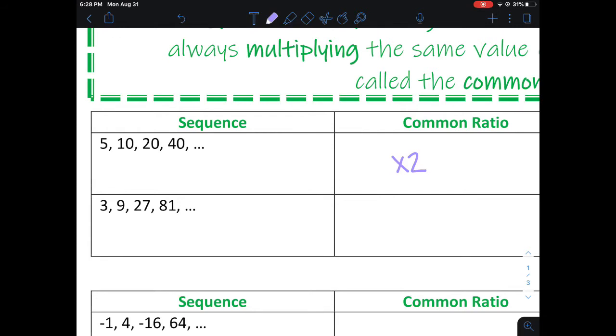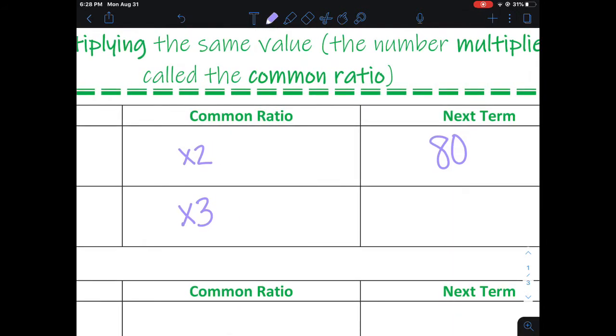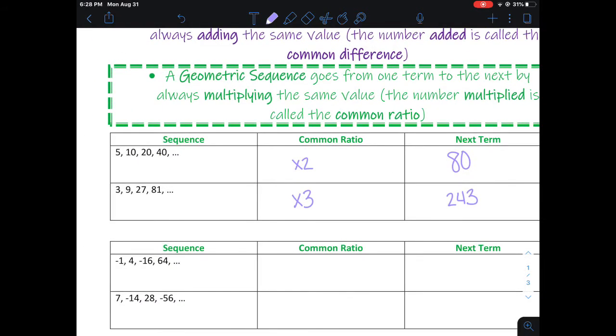Next one, 3, 9, 27, 81. 3 times what is 9? 9 times what is 27? We are multiplying by 3 to get to the next term. And then our next term, 81 times 3, if you plug that into your calculator, you get 243. Now notice with these that our first term was a small number. First term, 5, first term, 3. But then when we got to the fifth term in the sequence, we jumped all the way to 80, all the way to 243. So these are making big jumps from small numbers, and they get large really, really quickly.